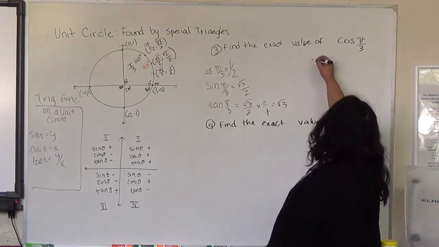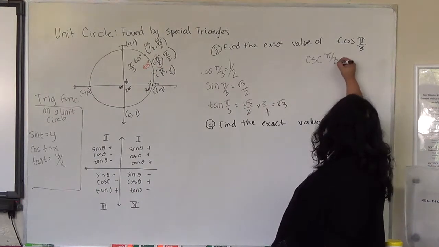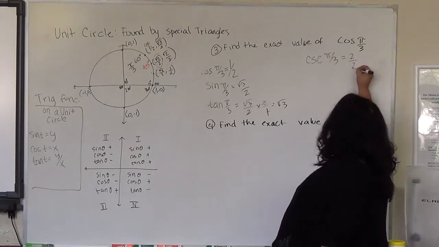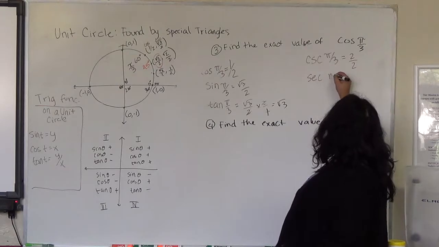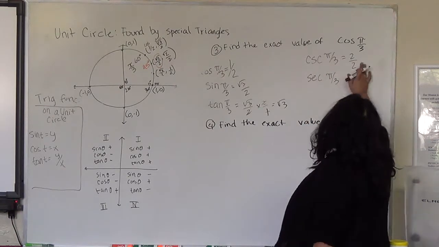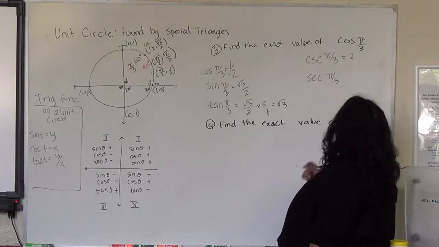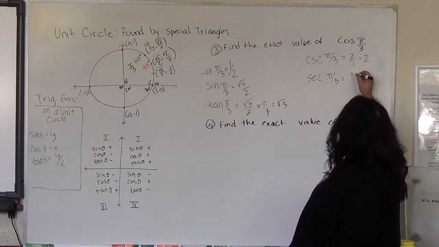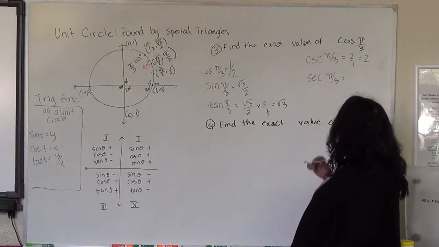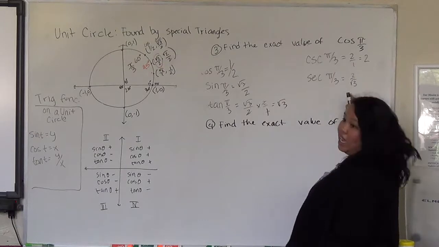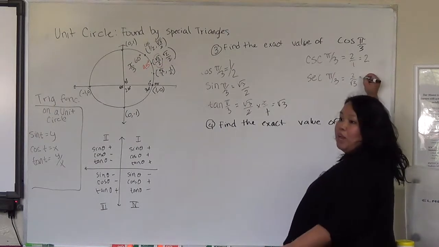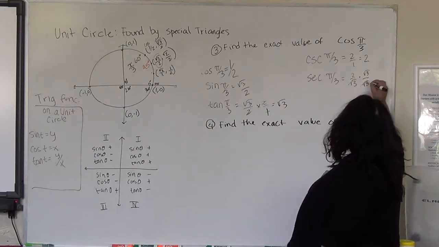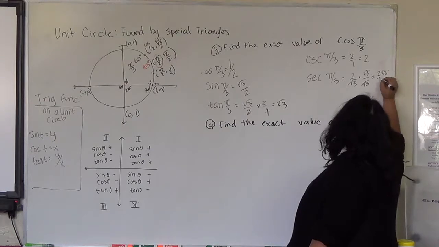Yes? Okay. Cosecant of pi over 3? You flip it. It's 2 over root 3. Secant of pi over 3? 2 over 1, which is 2. I think you missed that step. Cosecant is 2 over root 3, which can't have a root on the bottom, so I have to multiply top and bottom by root 3. The roots cancel out, and I end up with 2 root 3 over 3.